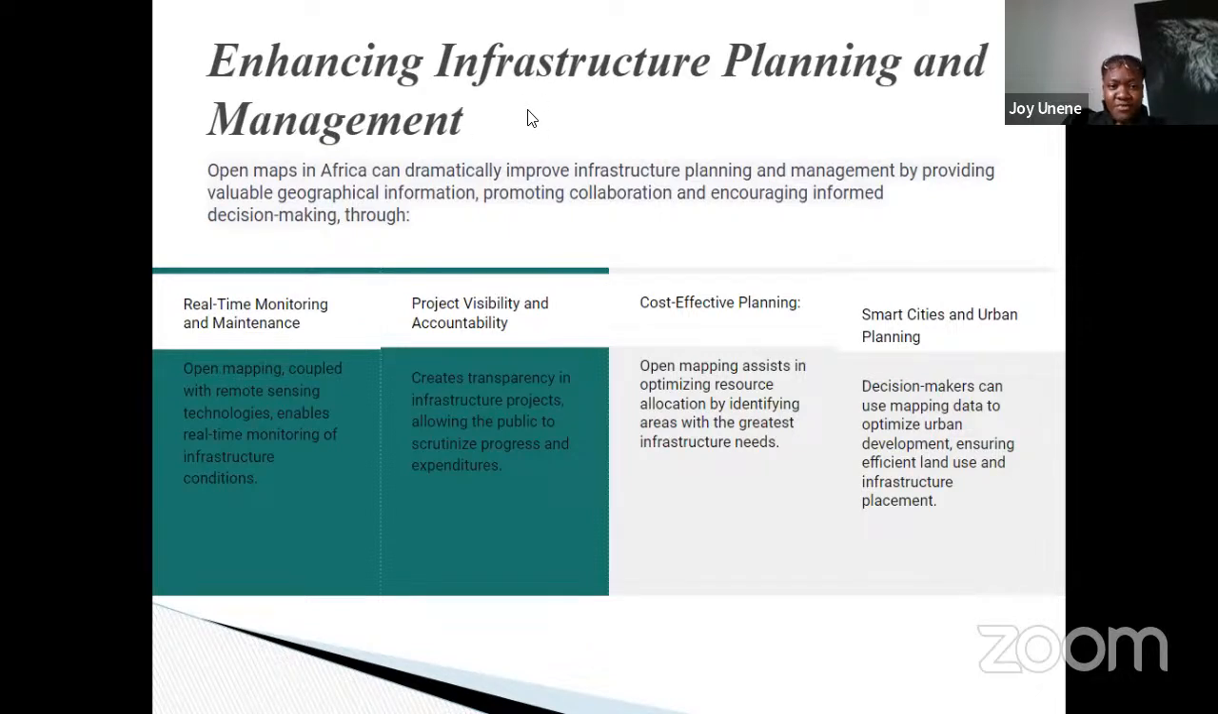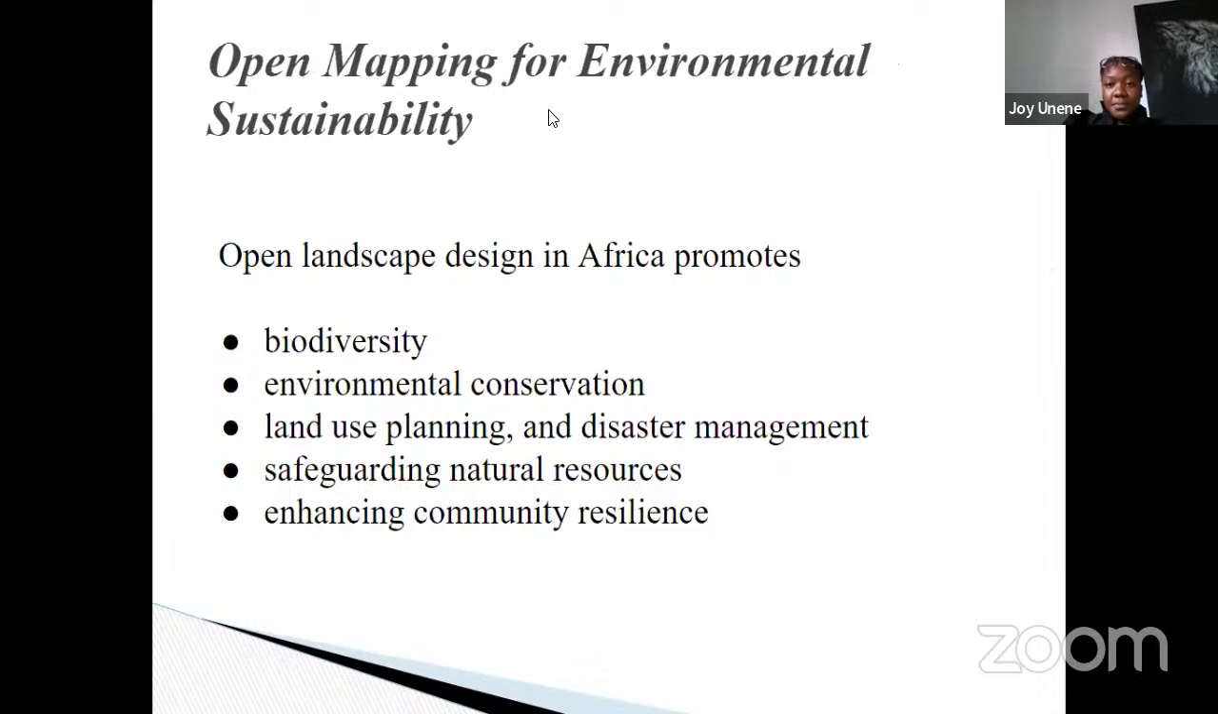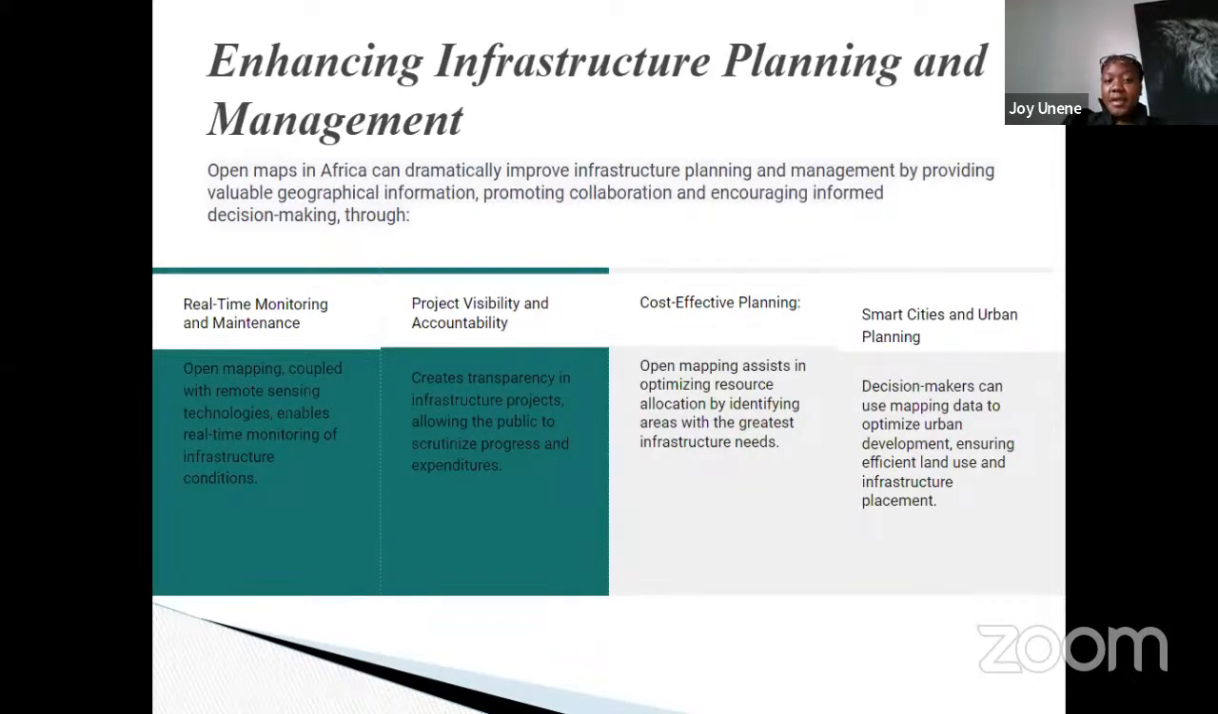Here we look at enhancing infrastructure planning and management. Open mapping in Africa can dramatically improve infrastructure planning and management by providing valuable geographical information, promoting collaboration, and encouraging informed decision-making through real-time monitoring and maintenance. Open mapping coupled with remote sensing technologies enables real-time monitoring of infrastructure conditions. I think I mentioned this before, you're able to monitor the progress that's being made and people are able to be held accountable for it, which leads to the next point of project visibility and accountability. It creates transparency in infrastructure projects, allowing the public to scrutinize progress and expenditure.